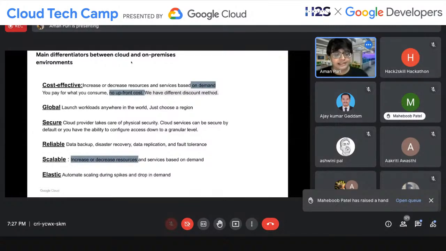Next, it is scalable. This is a very huge advantage compared to on-premises. Let's just say you have a web application which might be running on 2 cores and 8 GB RAM of a physical machine, and it is now getting a huge demand on these resources.